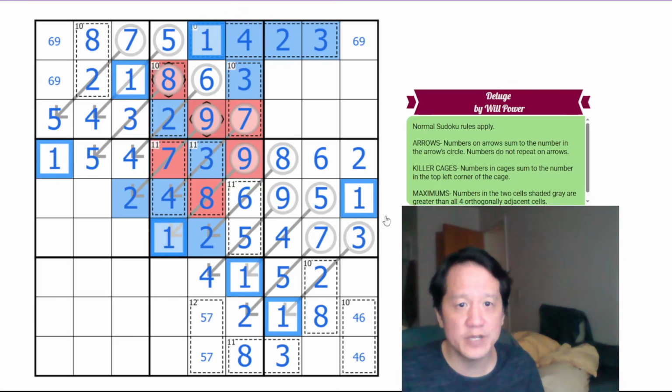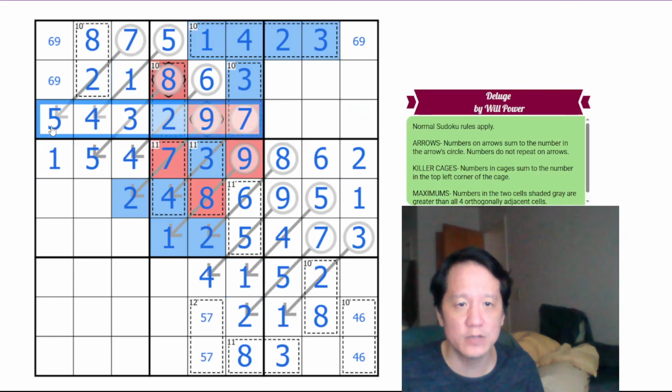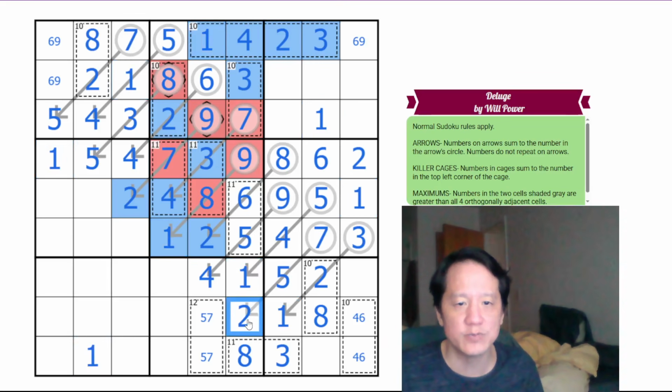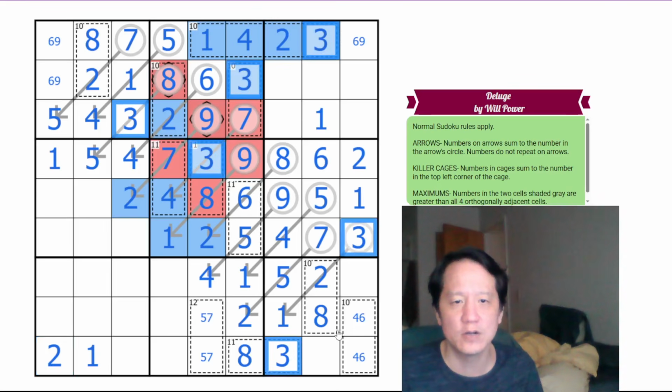Okay. Remaining digits for 1. In row 3, 1 can't be here or here because of 1's in the column, and this is filled, so 1 has to be there. We do have 8 1's left, so we know where the last 1 has to be. It has to be there. We have 8 2's, so we know where the last 2 has to be. It has to be there.